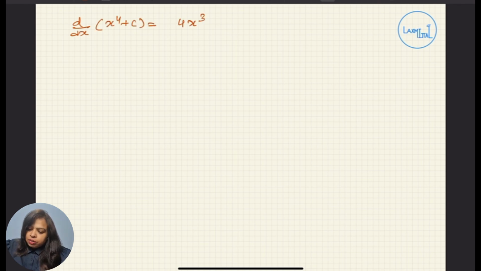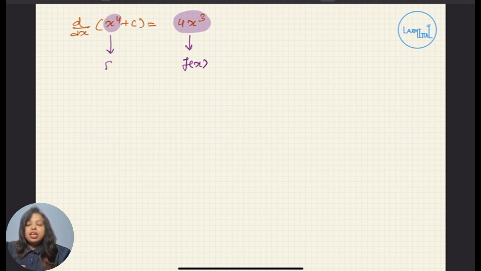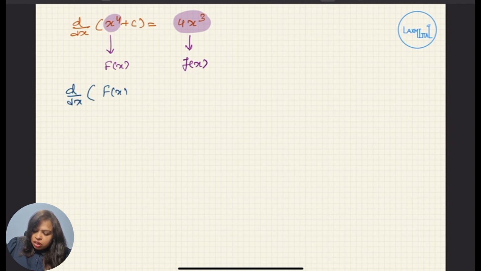The differentiation of x to the power 4 plus c is 4x cubed. So this 4x cubed is the derivative, and x to the power 4 is the function. Let us assume we are taking 4x cubed as f(x), and x to the power 4 we are taking as capital F(x). So what can we write here? We can write the differentiation of F plus c is f(x).